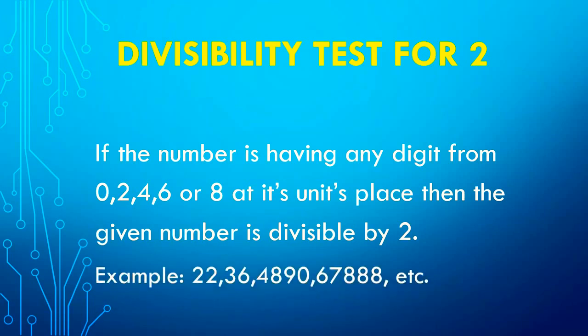For example, if we see the number 22, it has 2 at its units place, so it is divisible by 2. If you see 36, it has 6 at its units place, so the entire number is divisible by 2. Again, if we see 67,888, 8 is at the units place, so the entire number is divisible by 2.